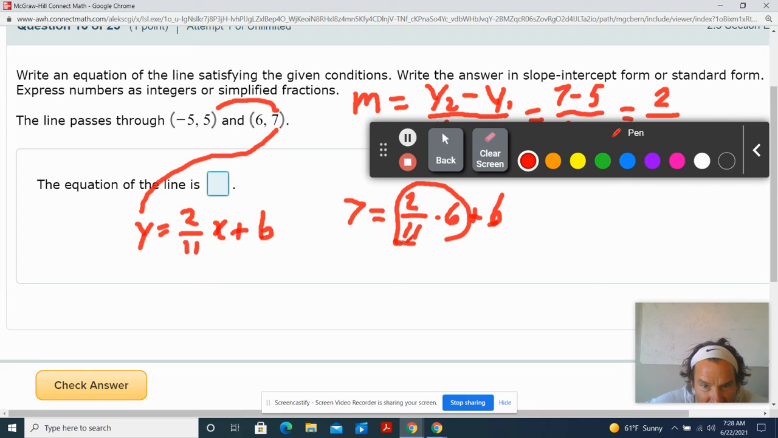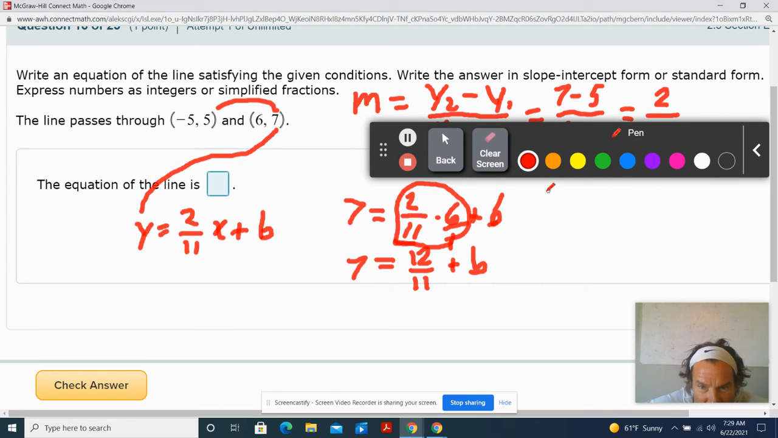2 over 11 times 6 is, let's see, that's going to be 6 over 1. So it's going to be 12 over 11, right? 12 over 11 plus b. And now I have to subtract 12 elevenths on both sides.